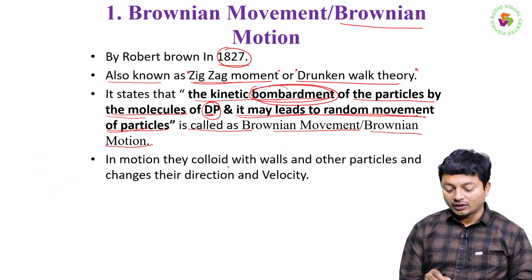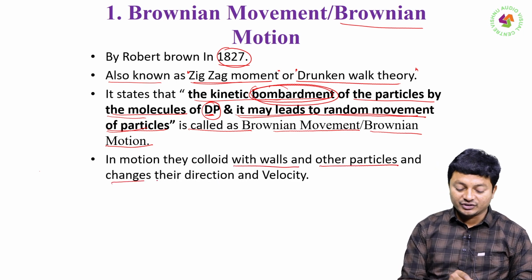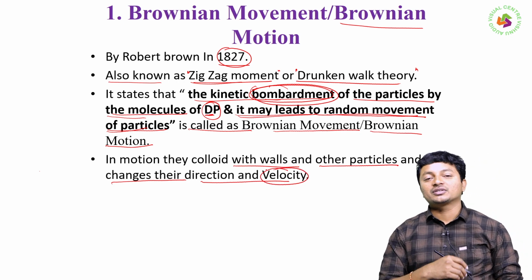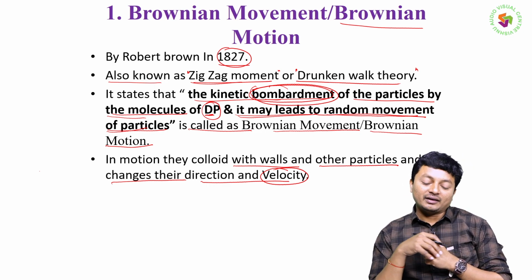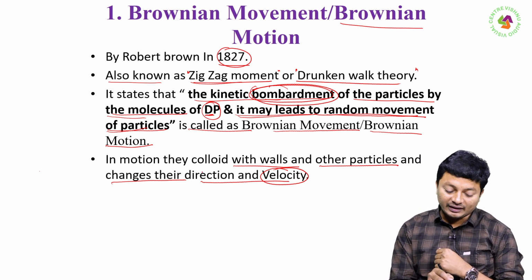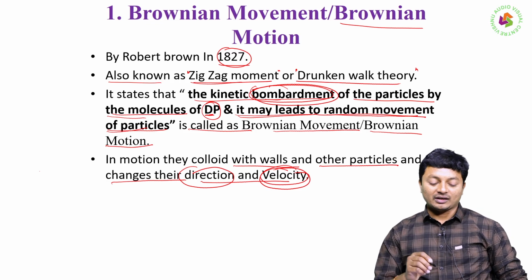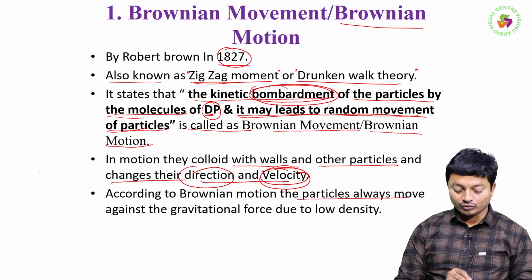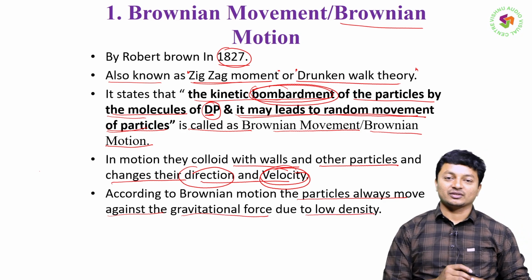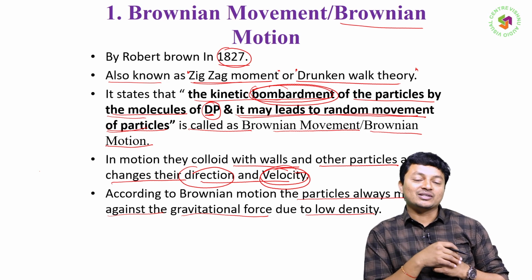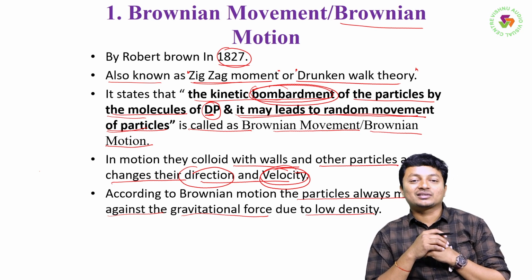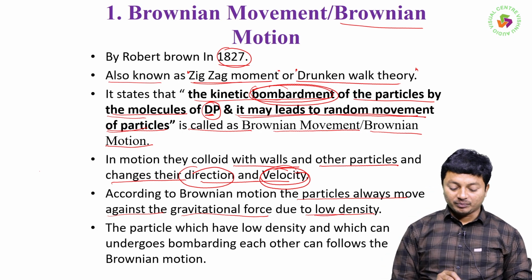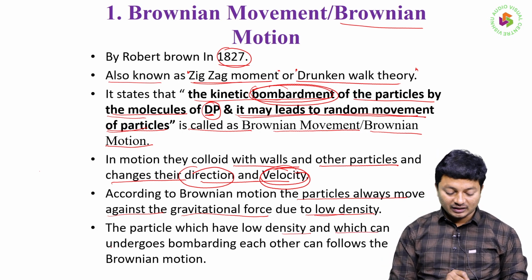In motion, they collide with the walls and other particles and change their direction and velocity. When the dispersion particles are bombarding each other and the wall of the sample, they collide and change their direction and velocity also. According to Brownian motion, the particles always move against the gravitational force due to low density. Just now we discussed that Brownian motion depends on the density of the dispersion phase. When we have lower density particles, they move against the gravitational force. The particles which have low density and which undergo bombarding each other follow Brownian motion.